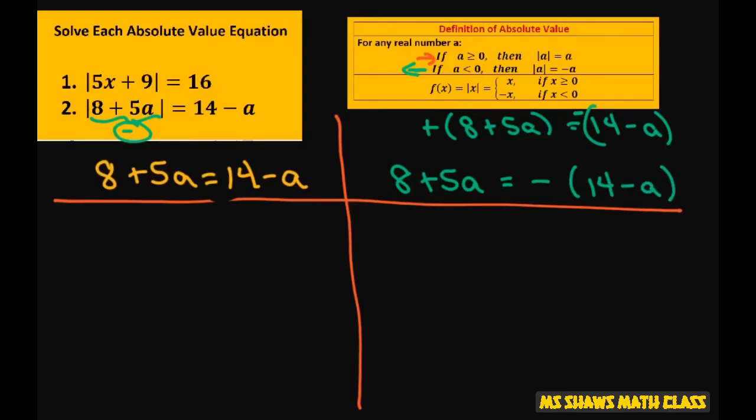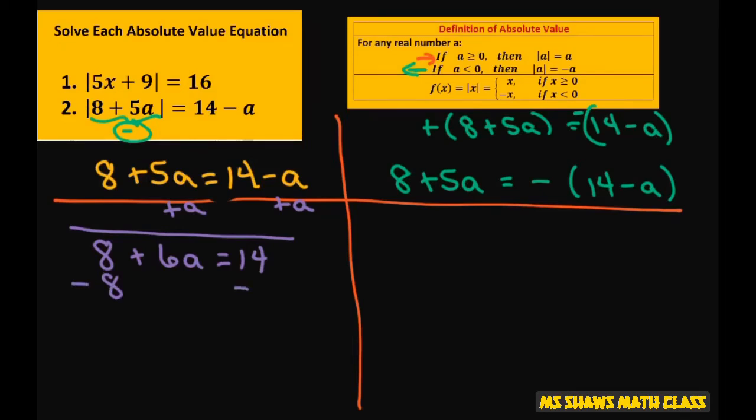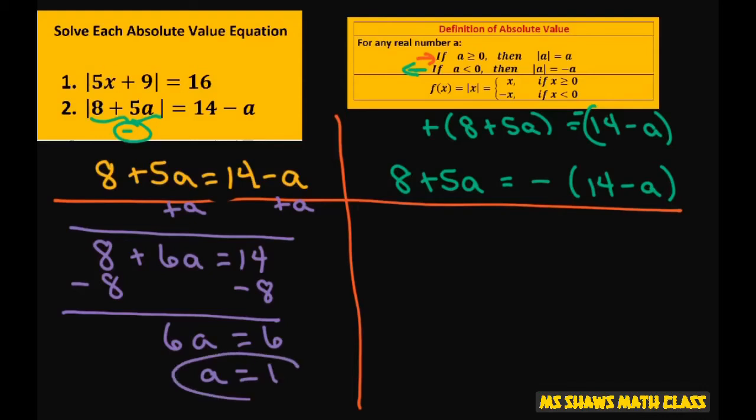Now let's solve. So I'm going to add a to both sides. So you get 8 plus 6a equals 14. I'm going to subtract 8 from both sides. So you get 6a equals 6. Divide both sides by 6, so a is 1. That's one solution. You're welcome to plug it in. When you plug it in for both a's, that should work. You can just kind of tell by looking. If you plug in 1, you get 8 plus 5 is 13. And then 14 minus 1 is 13.